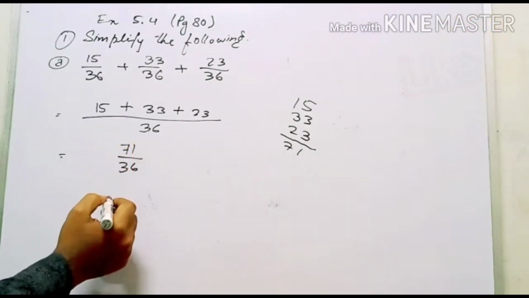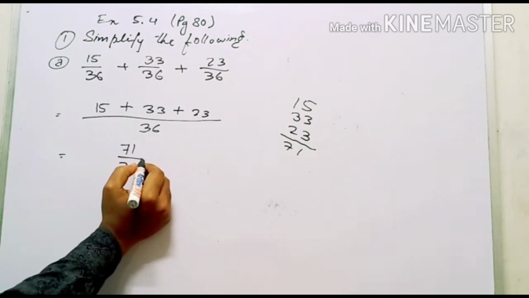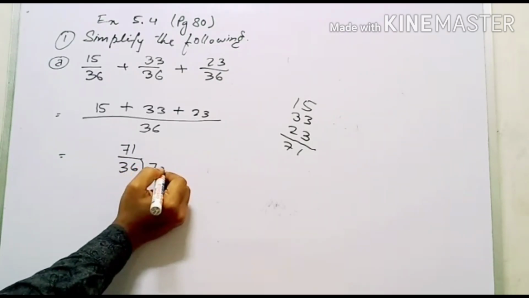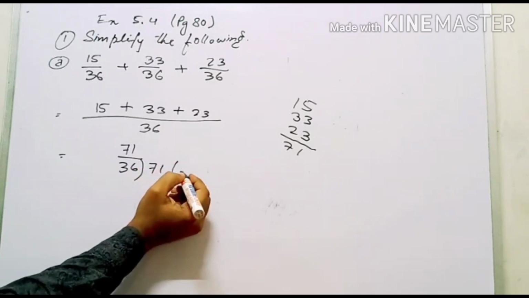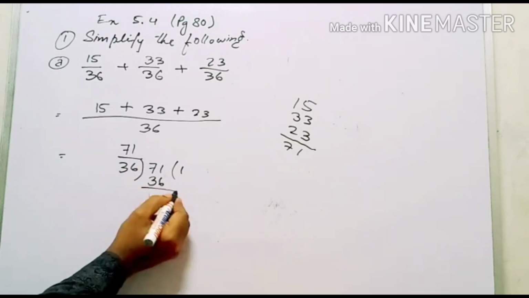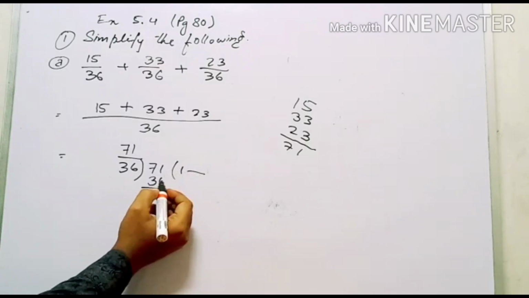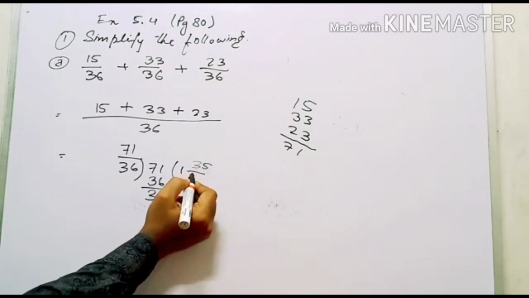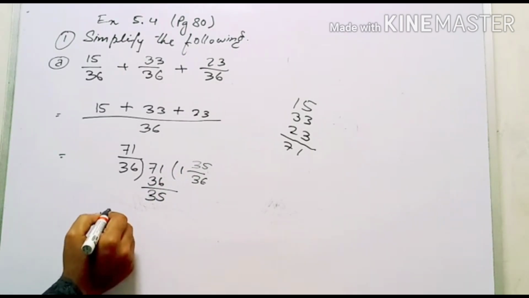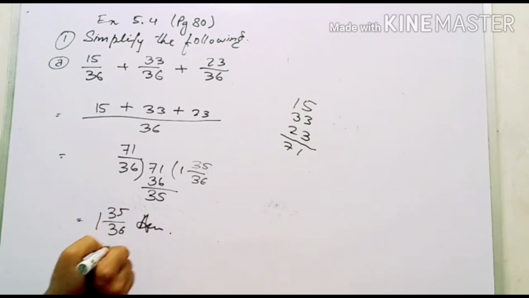Now look at this number. This is an improper fraction and we have to convert this into a mixed fraction by dividing these two numbers. Now divide 71 by 36 like this. So your answer is 1 35 by 36. So this is your answer.